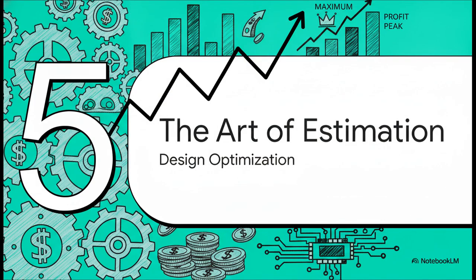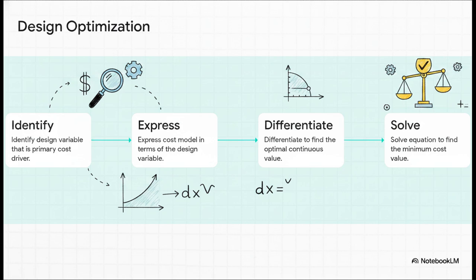Section 5. The art of estimation. Design optimization. To consistently hit that maximum profit peak, engineers have to rely on cost-driven design optimization. This optimization involves a really strict four-step process. First, you identify your primary cost driver variable. Once you have that locked in, step 2 is expressing your cost model entirely in terms of that specific variable. From there, for continuous functions, you step into the calculus to differentiate the function, and finally, step 4, you solve that equation to find the mathematically proven value that minimizes your total cost.